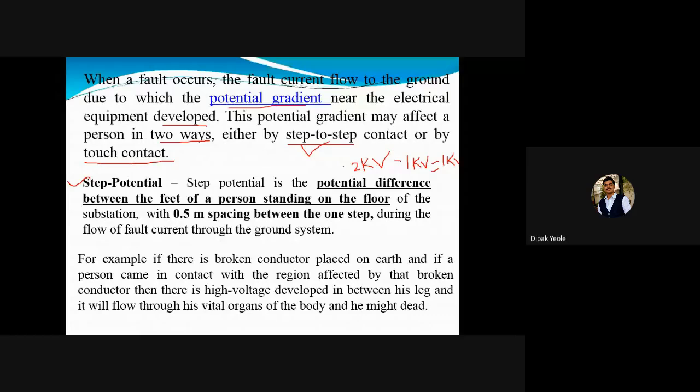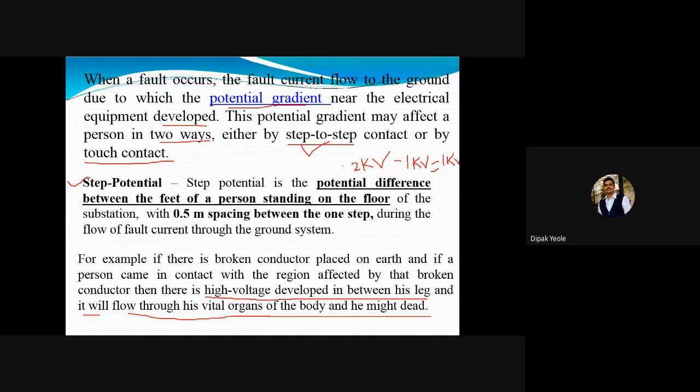For example, if there is a broken conductor placed on the earth, if a person came in contact with the region affected by that broken conductor, then there is a high voltage developed in between his legs, and it will flow through his vital organs of the body, and he might be dead.